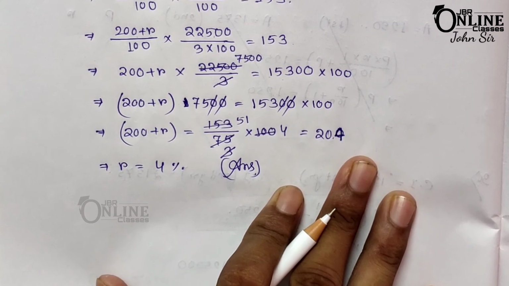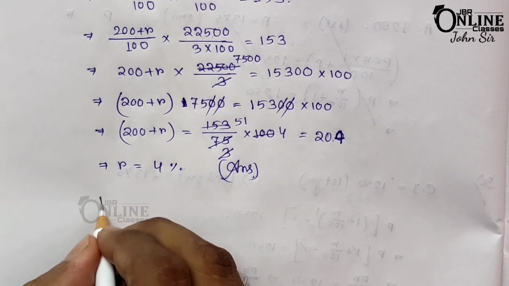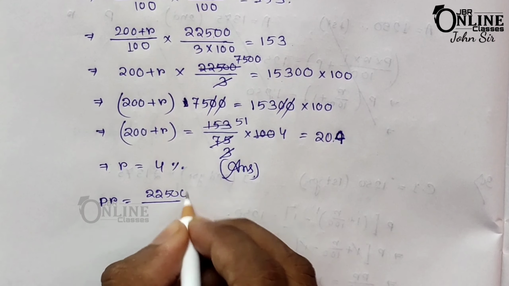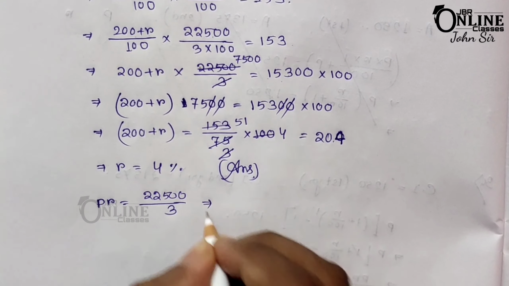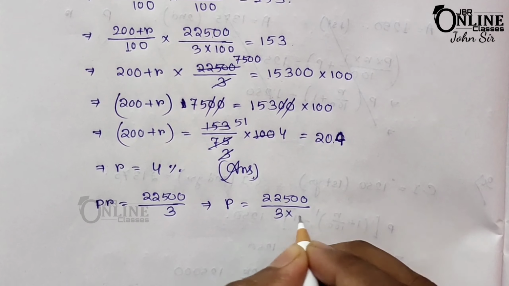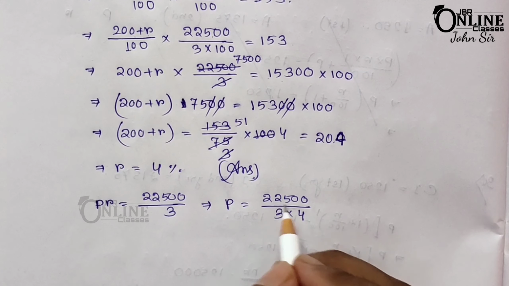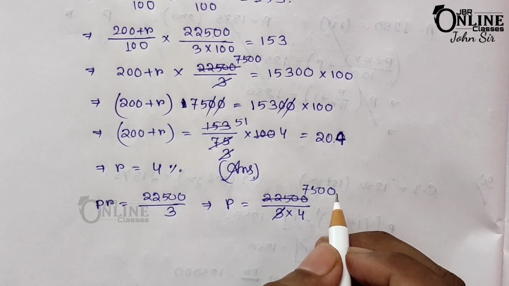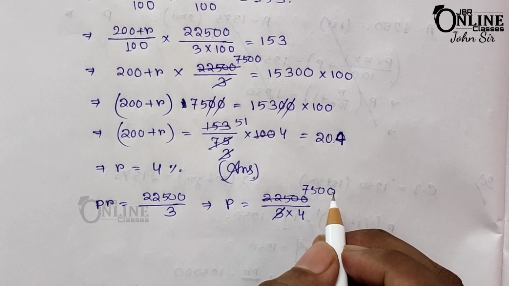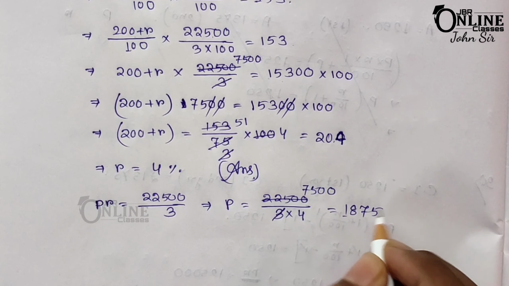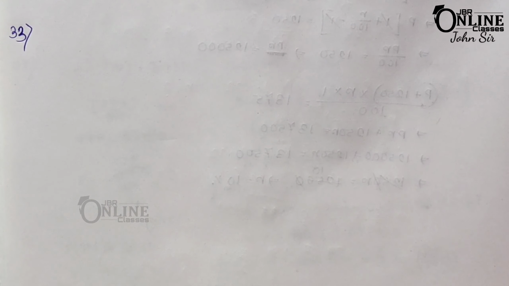And now next thing you have to find out the principal also. So as PR equals 22500 by 3, that means P equals 22500 by 3 into R, meaning 4. Now 22500 divided by 3 equals 7500. So 7500 divided by 4 becomes 1875 as your principal.